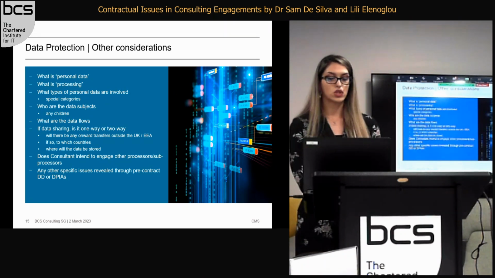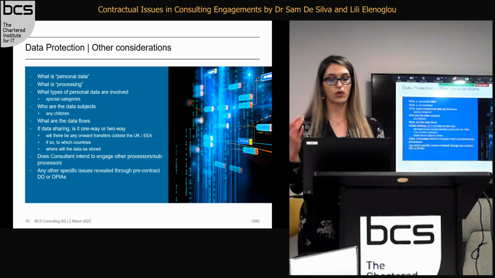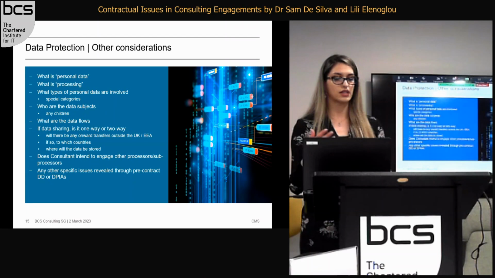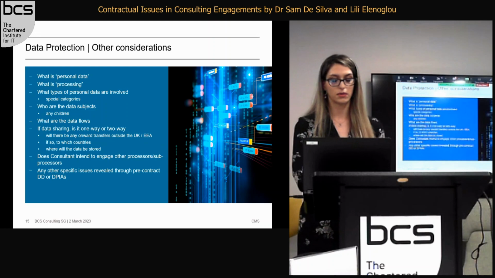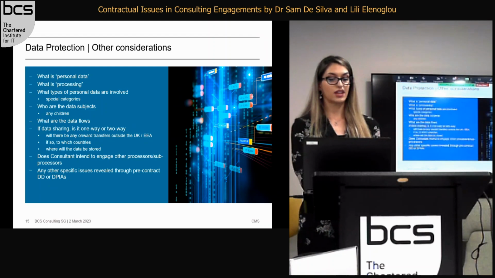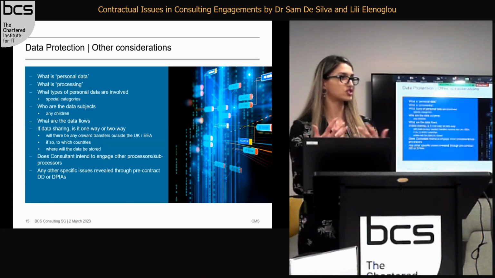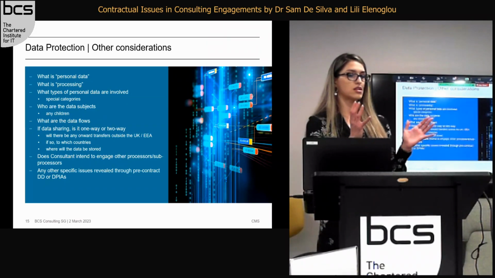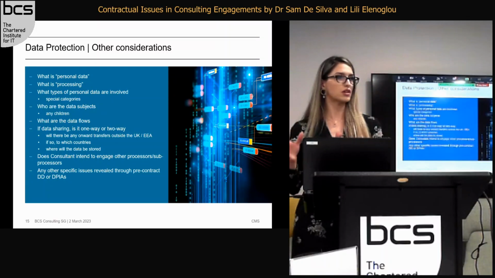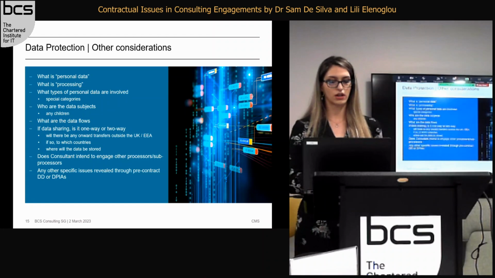And then we need to think about who the data subjects are, because this might mean that we have a higher risk. For example, if you have children or any other type of vulnerable individuals like elderly people that are concerned, we might need to have higher controls in place to make sure that they are adequately protected. Then again, we need to consider what the data flows are, and if the parties are sharing data with each other, is it a one-way or a two-way thing? So is the data flowing just from the client to the consultant, or is the consultant also processing this data in some way and then returning it to the client?